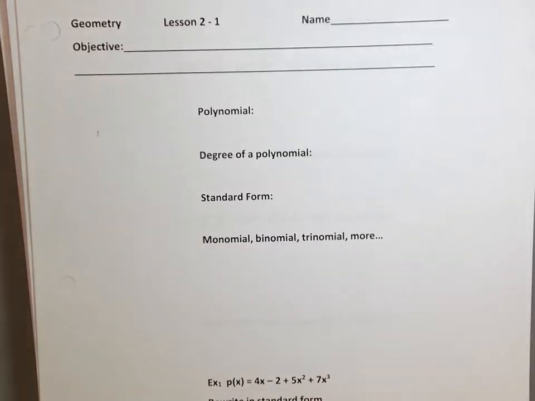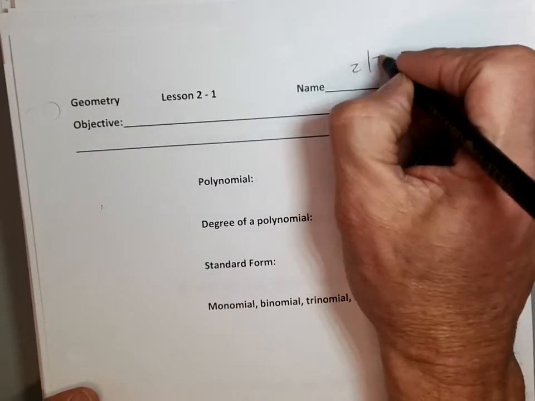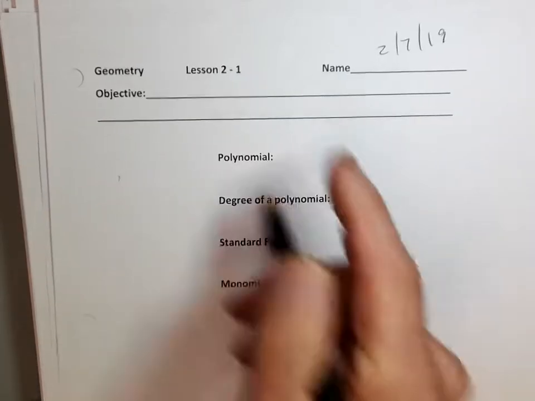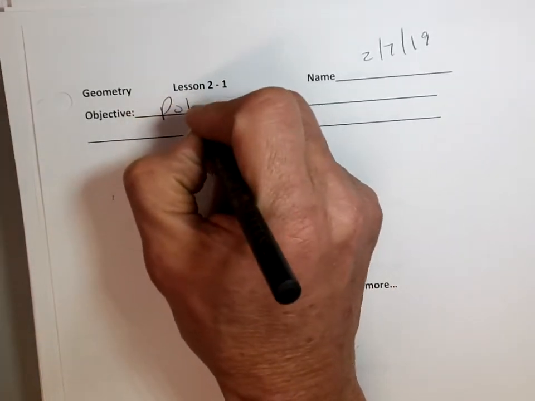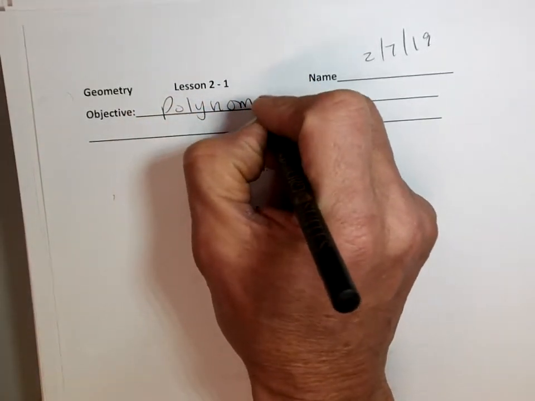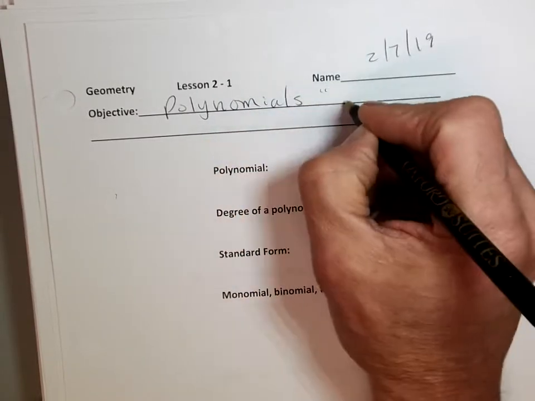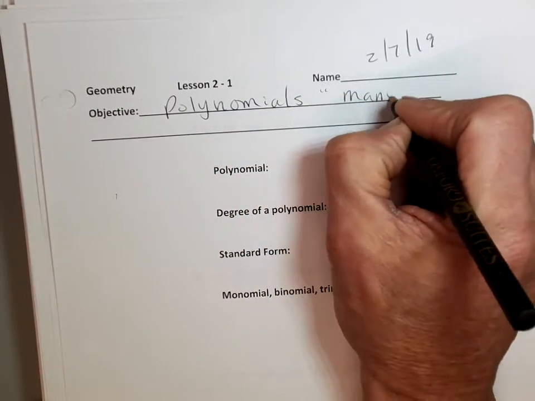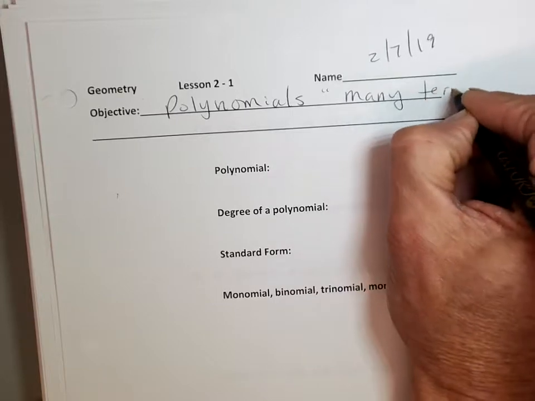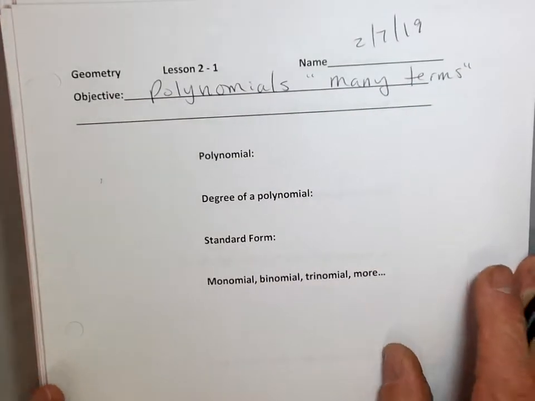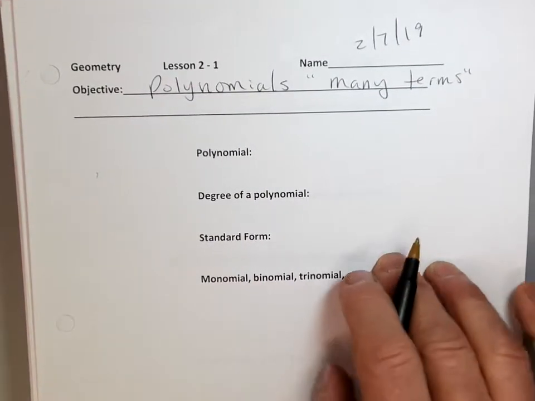Today's date is 7/19. Okay, so today we want to talk about polynomials. Which means many terms. Okay, polynomials, which means many terms. But we need a better definition.